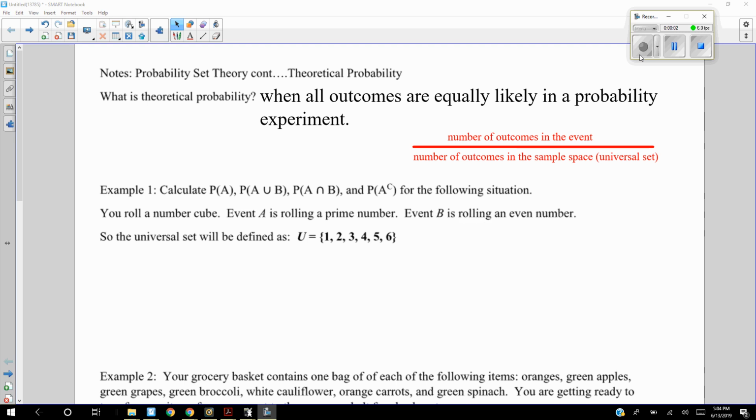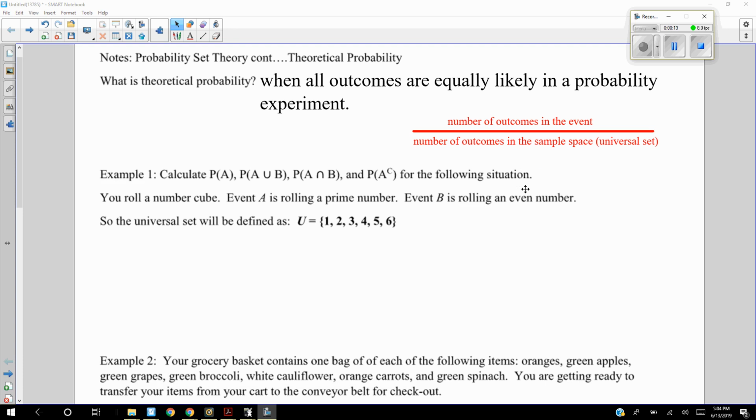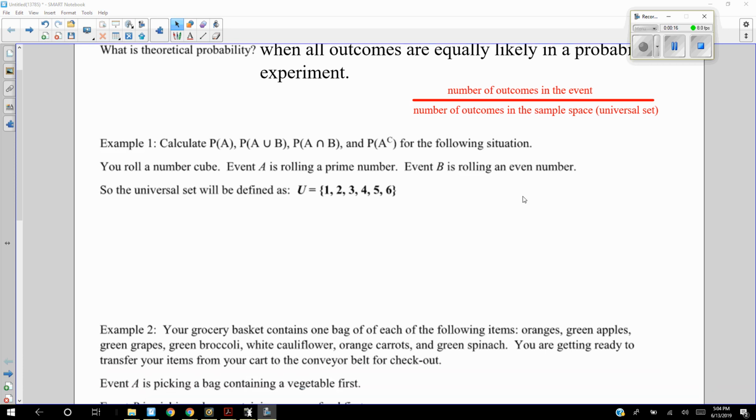All right, in this section, we're going to talk about theoretical probability, something you've probably discussed in other math classes. So hopefully this will mostly be a review. So there's the definition of theoretical probability. We're going to practice calculating it for these examples below.